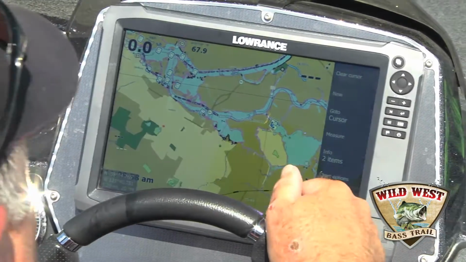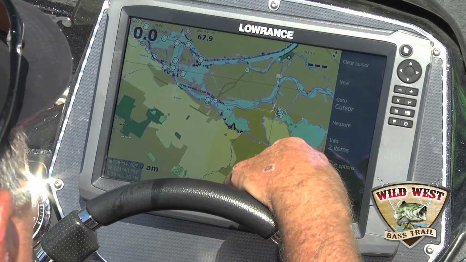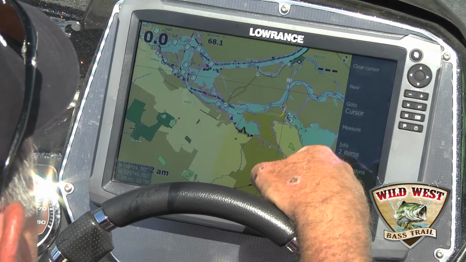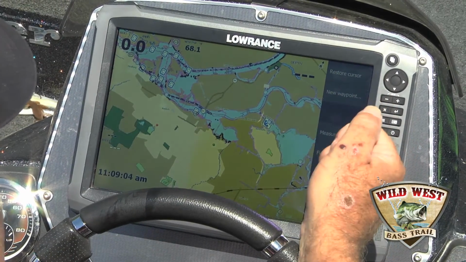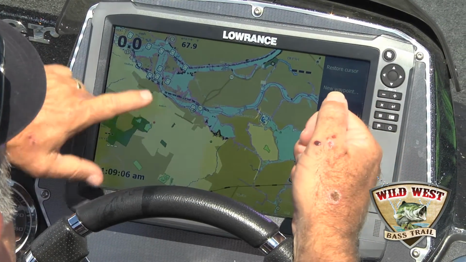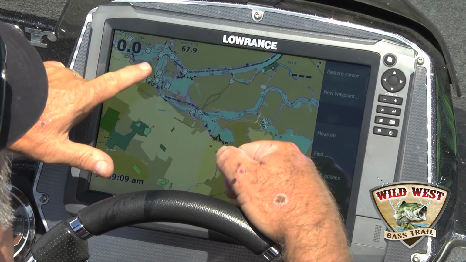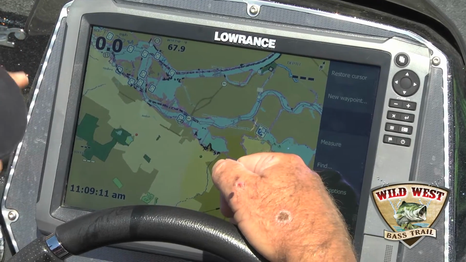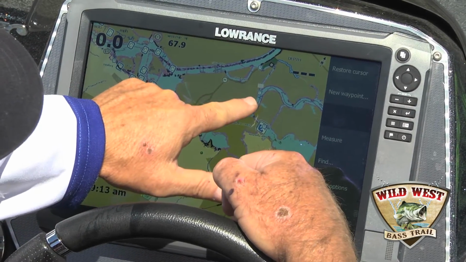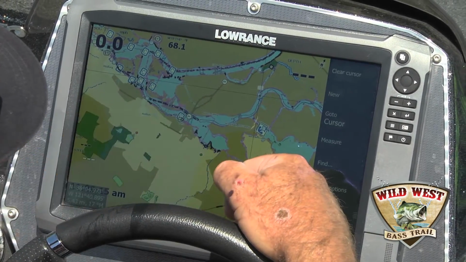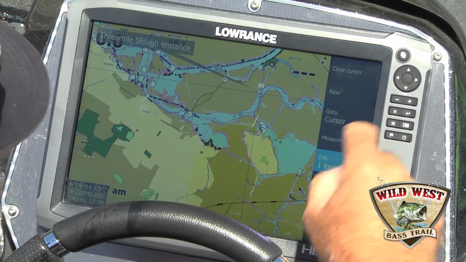And built into the mapping on the HDS Gen 3s, the Gen 2s have it also, is the tide boxes. So let's look at one of those and see what we got. On the Insight Genesis mapping that's preloaded into the HDS units, you'll see these boxes. They're blue boxes, white in the middle. It has a C in it. Those are the current information. And some of them have tides, a T. The T means the tidal information. So if you tap that, let's look at that item.